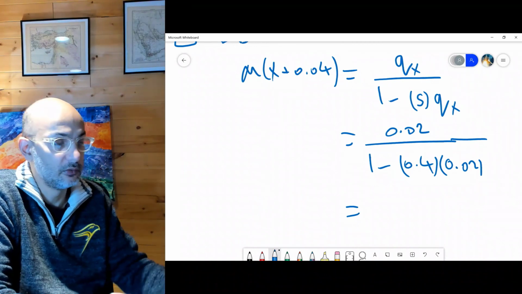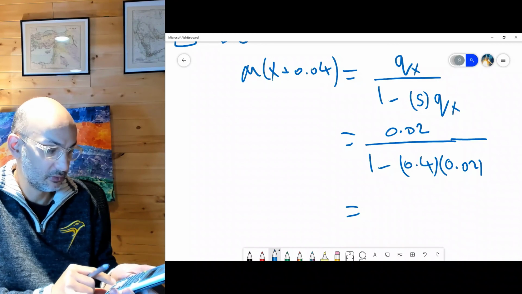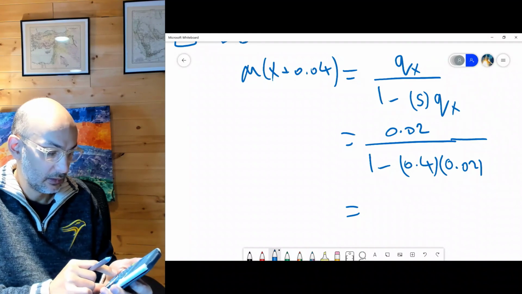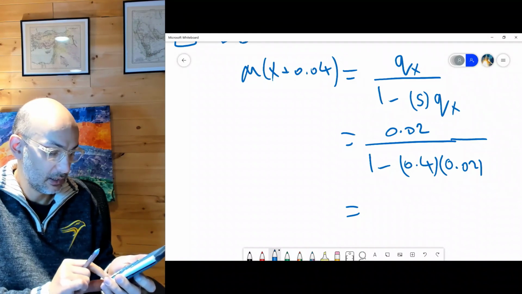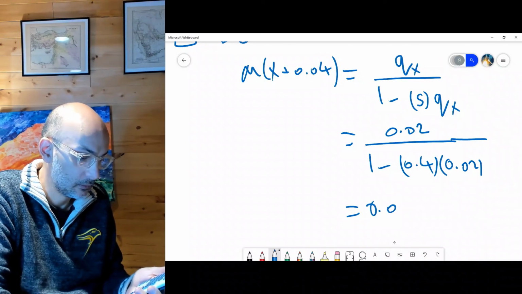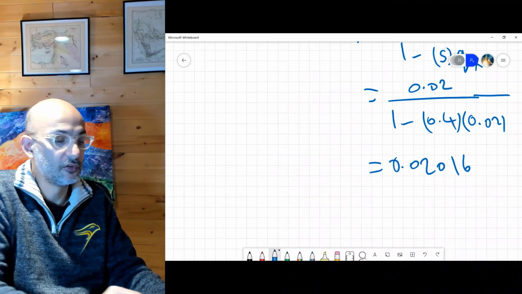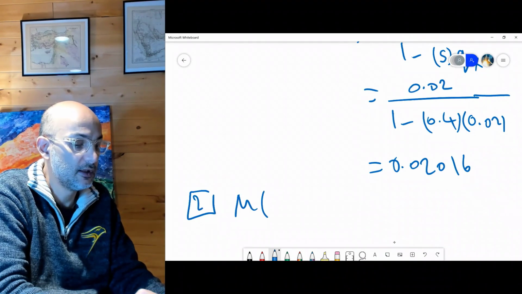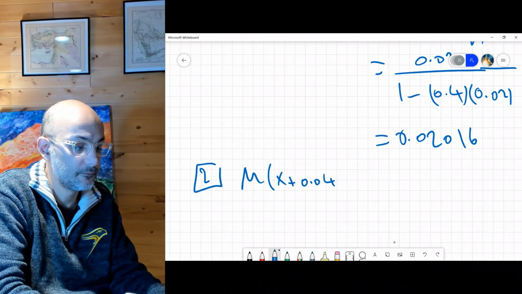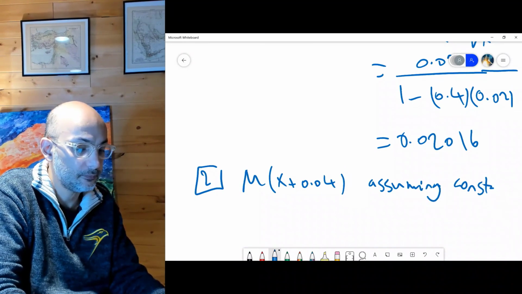And this one, if you do the calculation quickly, I'll start from the denominator, 0.4 multiplied by 0.02, 1 minus it, and flip it over, multiplied by 0.02. Right. Now this is the force of mortality, but what if we wanted to find the force of mortality of the same one here, x plus 0.4, assuming constant force?